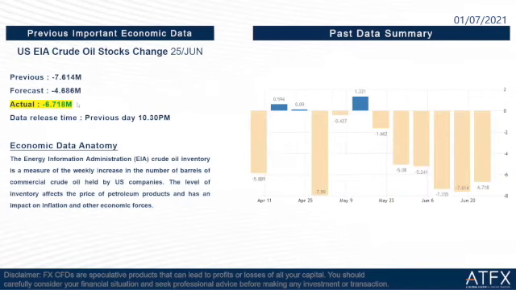The next one is US EIA crude oil stocks change 25 June. The previous is negative 7.614 million. The forecast is negative 4.686 million. The actual is negative 6.718 million, which is lower than the forecast. This number is very good for WTI crude oil, so WTI crude oil should be considered strong or bullish.